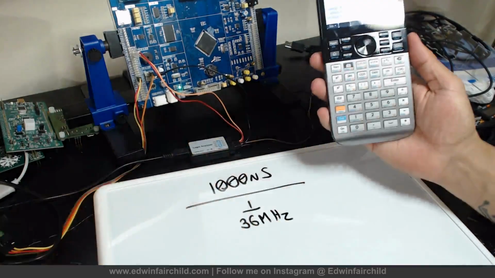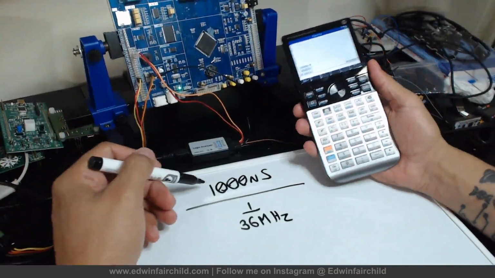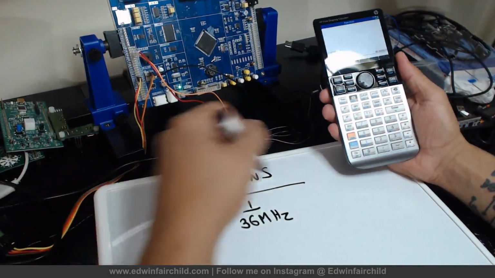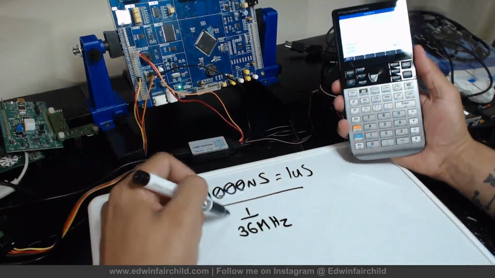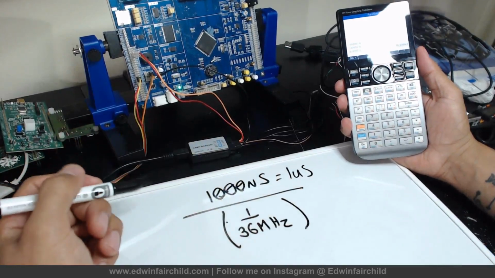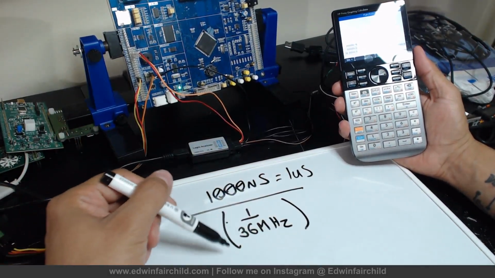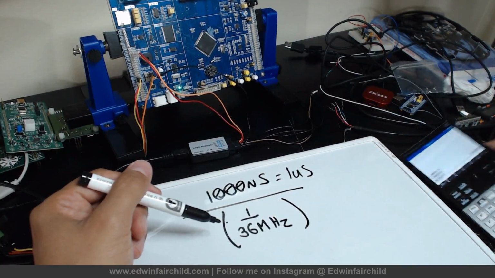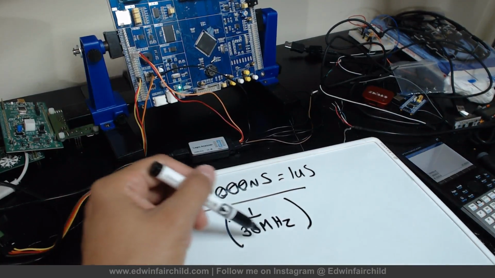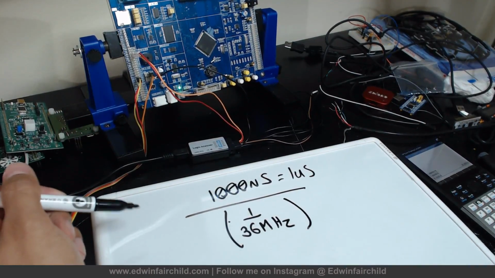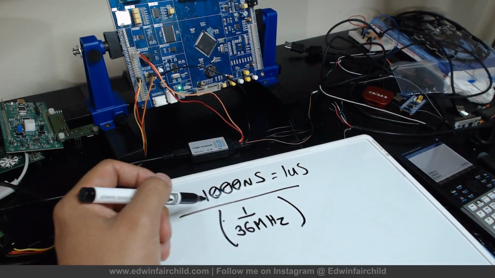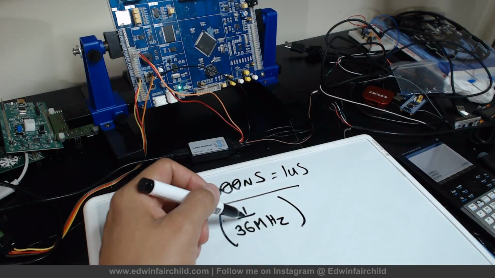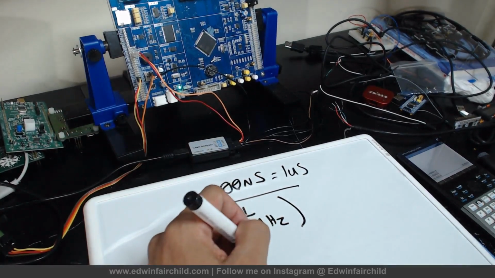So you take this 1,000 nanoseconds, which is the same as 1 microsecond. You divide it by this, which is that 36 megahertz we just talked about earlier of your APB1 bus, and you get, I forgot what that was. I think that was 27 nanoseconds or something.